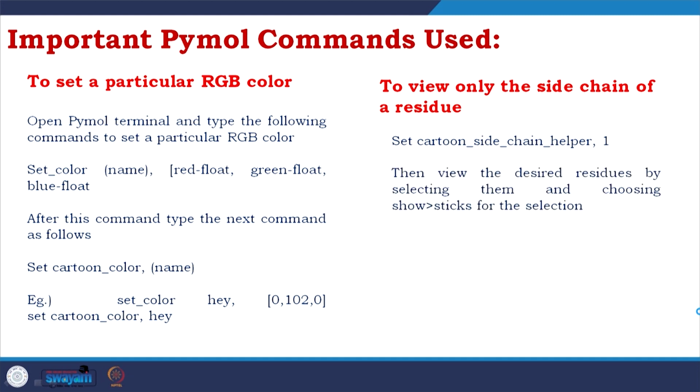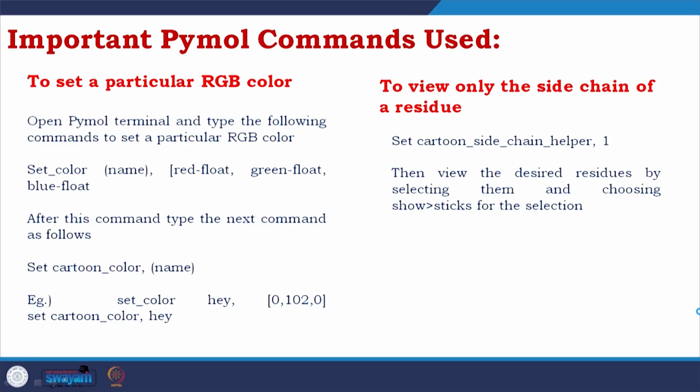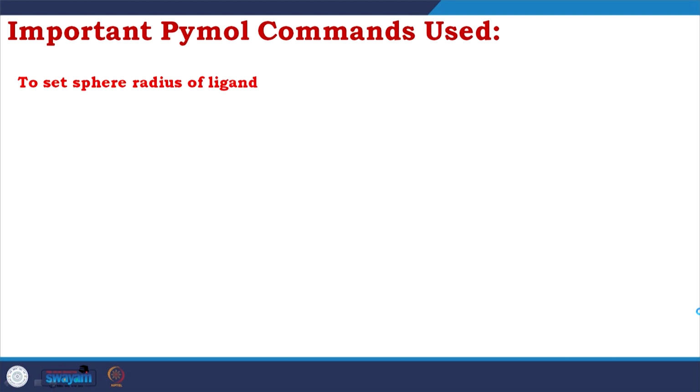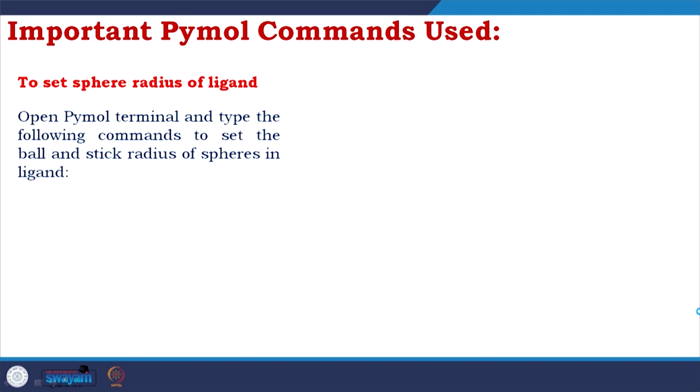So, these I have listed, though I have demonstrated them, but I have listed them again so that you do not make a mistake and all these are quite organized properly. Then view the desired residues by selecting them and choosing show sticks for the selection. To view the main chain of a selected residue, set cartoon underscore side underscore chain underscore helper 0, enter. To set sphere radius of ligand, open PyMOL terminal and type the following command to set the ball and stick radius of the spheres in ligand. Set sphere underscore scale 0.25, enter.